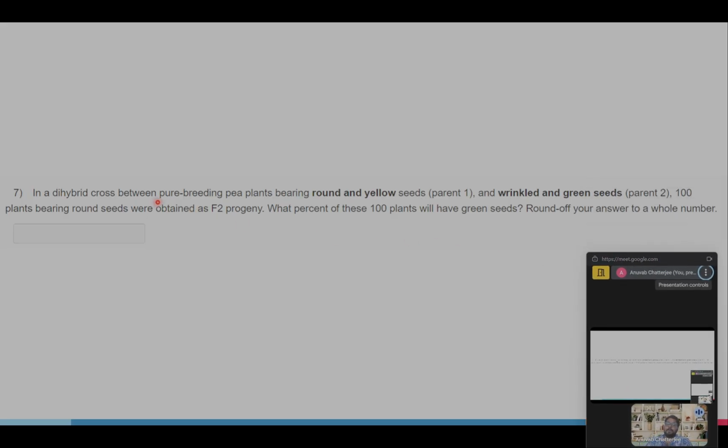In a dihybrid cross between pure breeding pea plants bearing round and yellow seeds and wrinkled and green seeds, 100 plants bearing round seeds were obtained as F2 progeny. What percent of these 100 plants will have green seeds? And put in the answer. So this is a dihybrid cross. I will give you like 2 minutes to try and solve this, because this is actually going to take a bit.